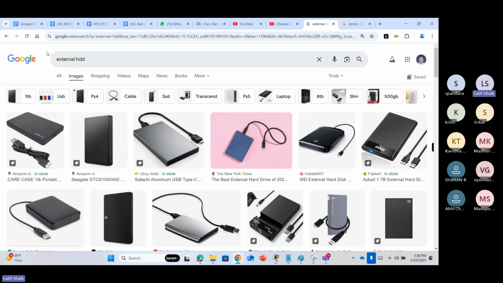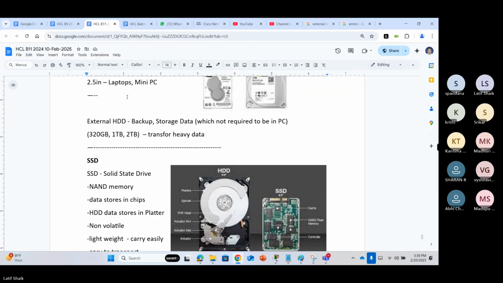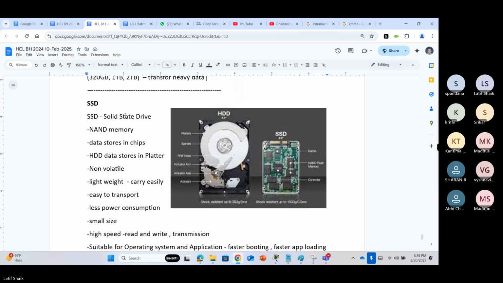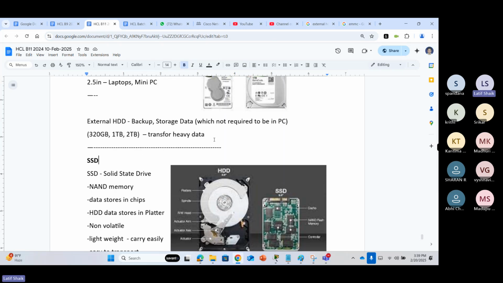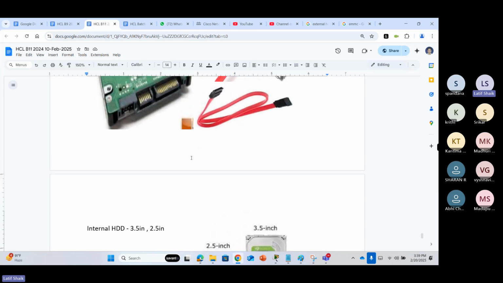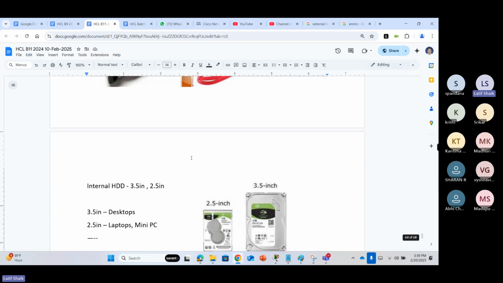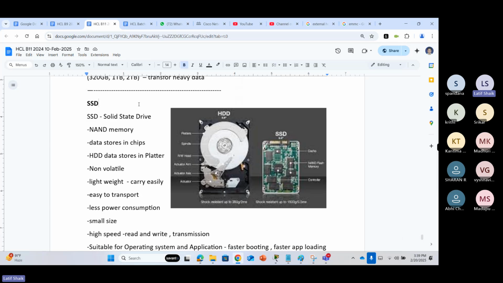Or you don't want certain data in your system. You download a lot of applications, some course materials, video materials, right? A lot of things are there. You don't want them in your system, so put them in an external hard disk. Yeah, this is about the external one. Guys, do you understand internal hard disk, external hard disk, SATA, PATA connection?